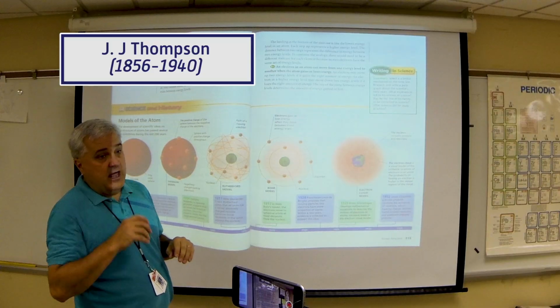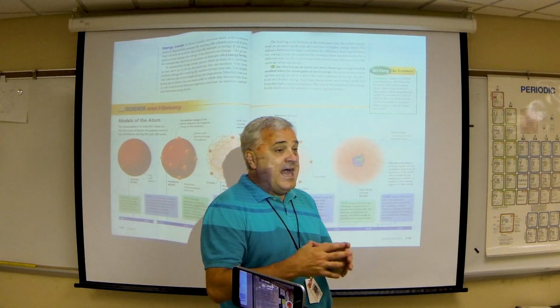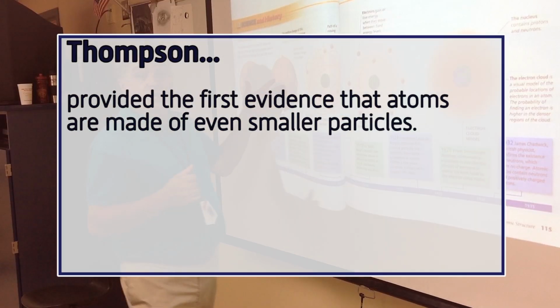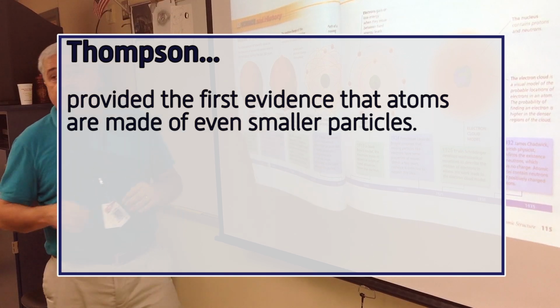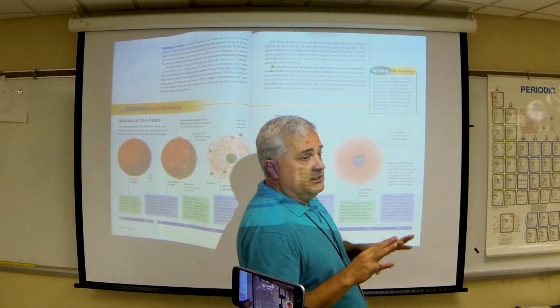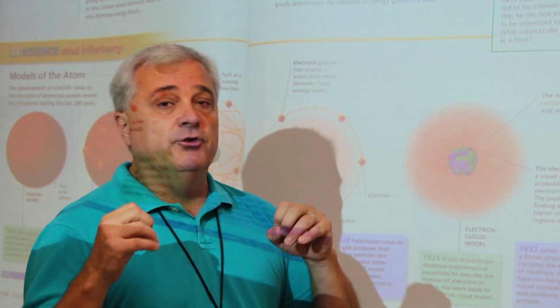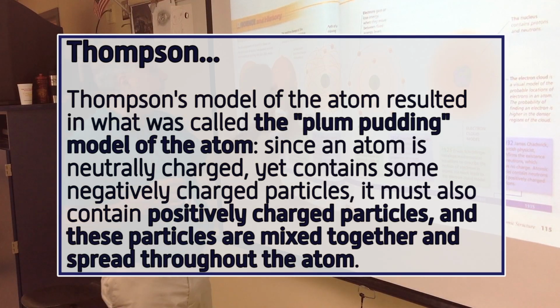Thompson, however, discovered that the atoms themselves are made up of even smaller particles, and he didn't exactly say how they were all configured. He just assumed they were all sort of mixed together in what he called the plum pudding model, or what became known as the plum pudding model.